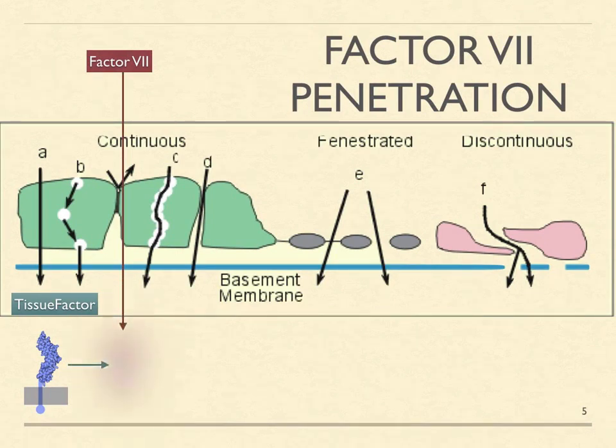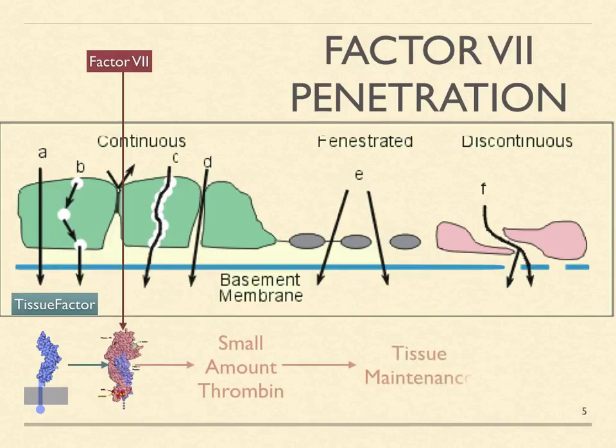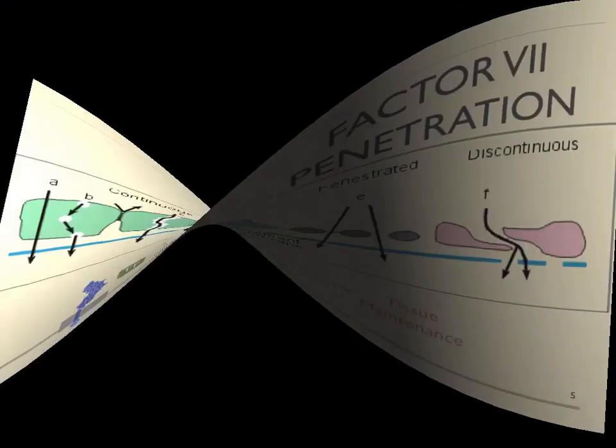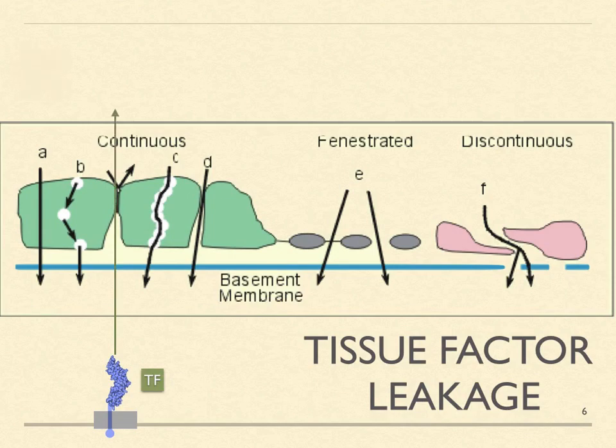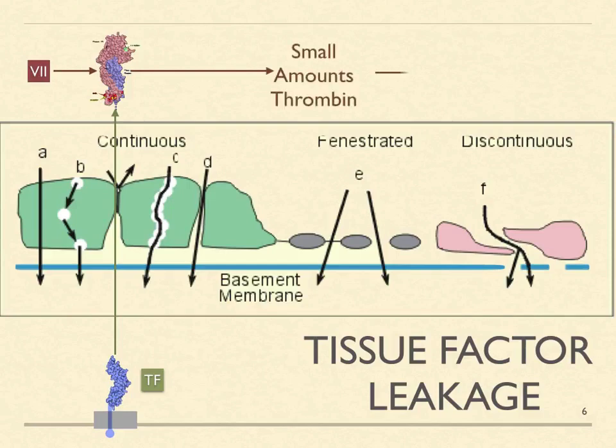Factor VII in flowing blood slowly but continuously penetrates the healthy vascular endothelium to enter extravascular tissues, where it is activated by tissue factor. In the absence of factor X, it generates small amounts of thrombin that energize tissue maintenance. Tissue factor slowly leaks into flowing blood, where it activates factor VII and generates small amounts of thrombin that activate factors 8, 9, and 10.